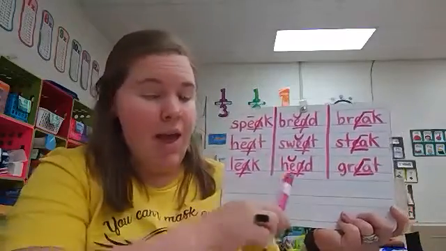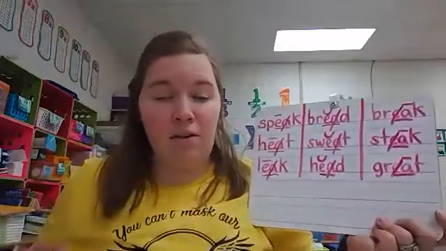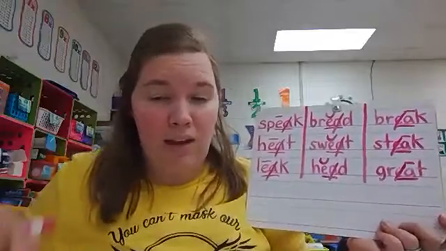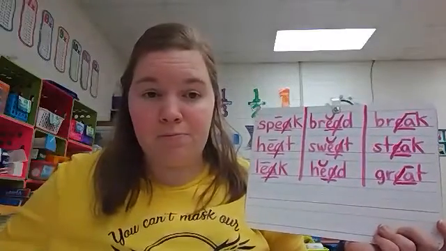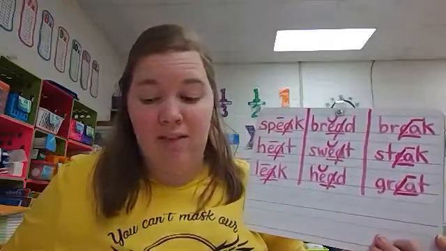E, eh, and A. Digraph EA is always a vowel digraph though, because it is made of two vowels, E and A. So let's look at the picture cards for today. I have a picture that shows digraph EA with the eh sound. So let's see if you can guess.